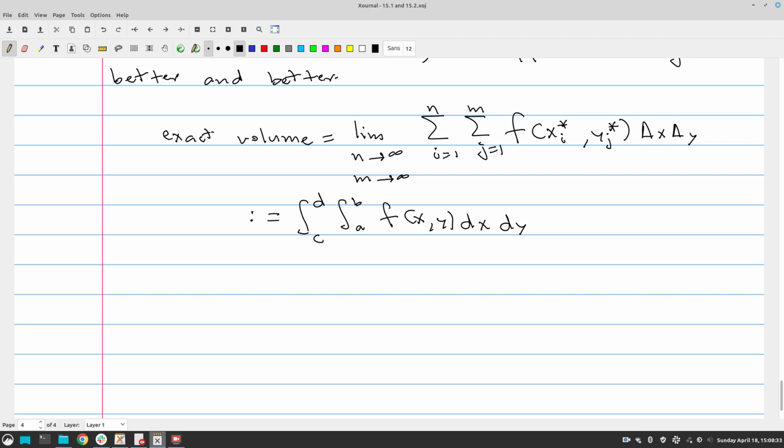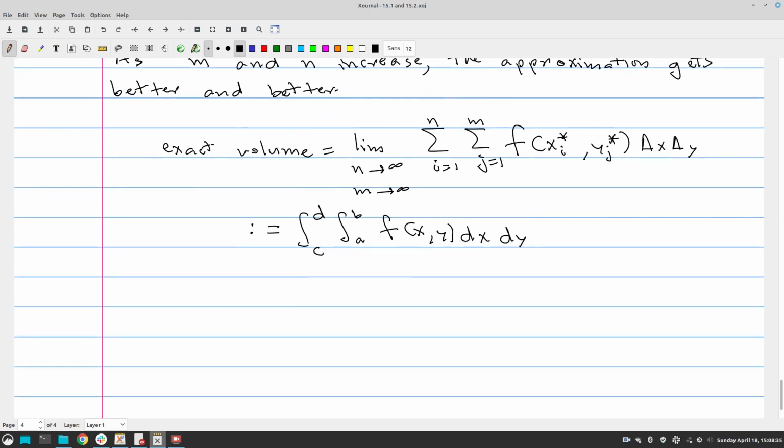Now what does this mean? This means that you do this integration first, this bit first. You do the integration in brackets first.